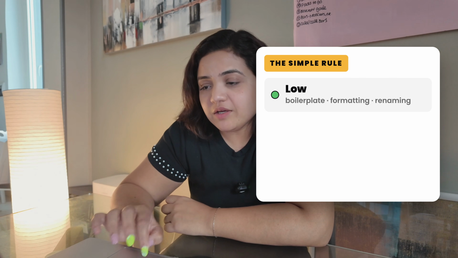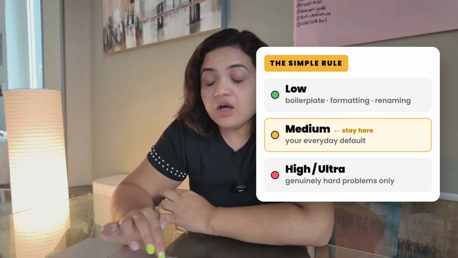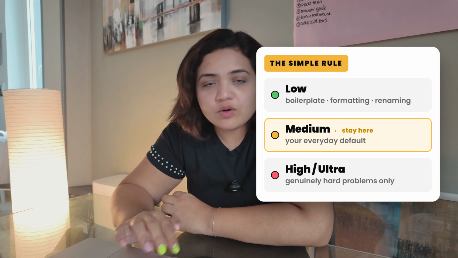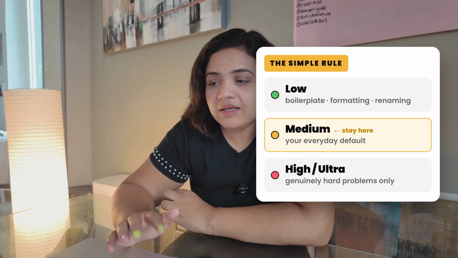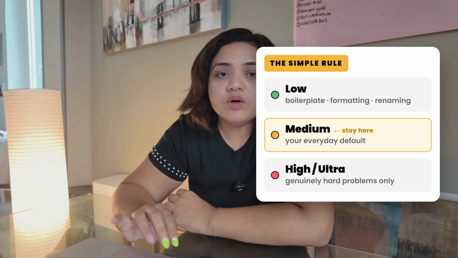So here's a simple rule I use. Medium effort is where I typically stay by default. Low effort for any sort of boilerplate code, renaming, formatting, simple tasks, anything that doesn't require a lot of the model's brain. And you want to save the high effort for genuinely hard stuff, such as multi-file architectural bugs, some race conditions, or some legacy module that nobody knows about. Maybe you want to save max for that. But I typically stick to medium or high the majority of the time.